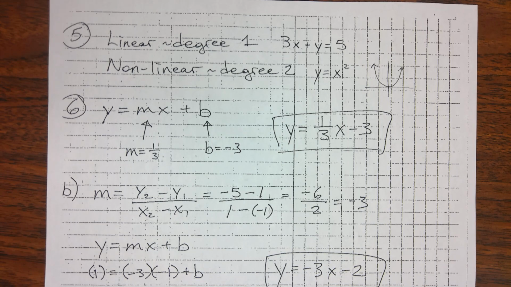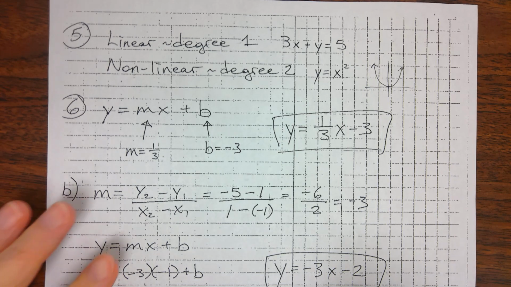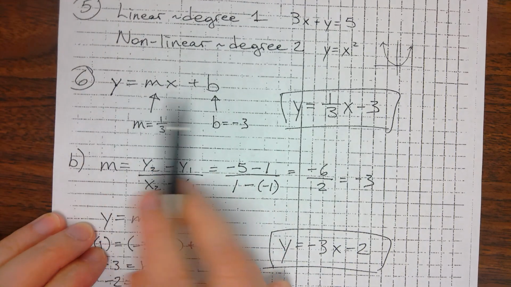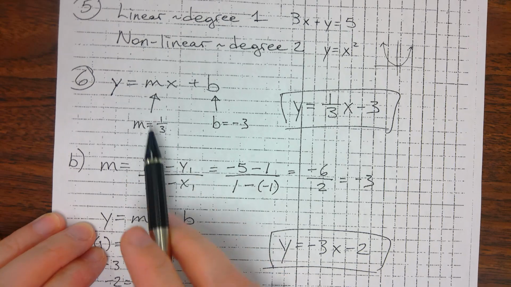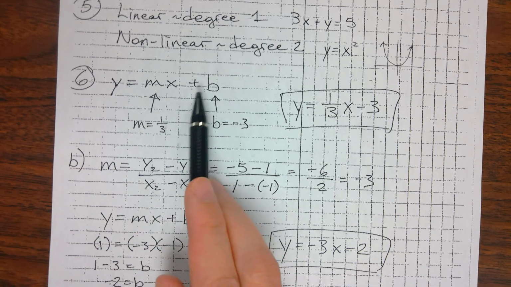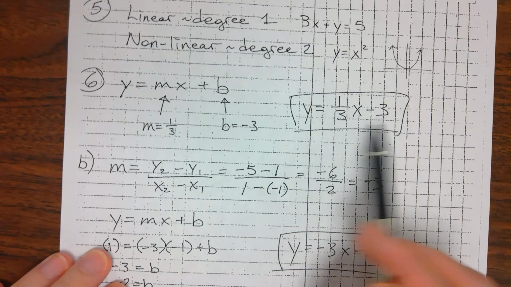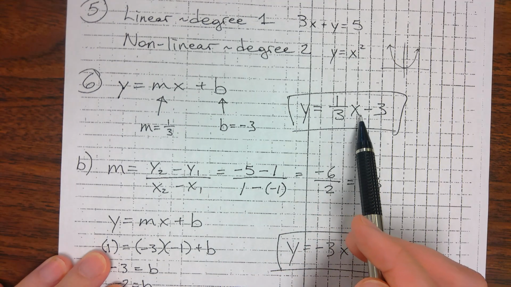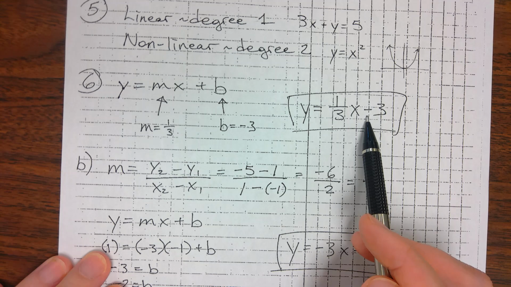Calculus? Yeah. Okay. Number 6, you have to write the equation of a line so you know it's in the form y equals mx plus b. So when your slope is 1/3 and your b is negative 3, you just put it in. I do not want to see 1/3 x plus minus 3. If you write plus minus 3, you will lose half a mark.